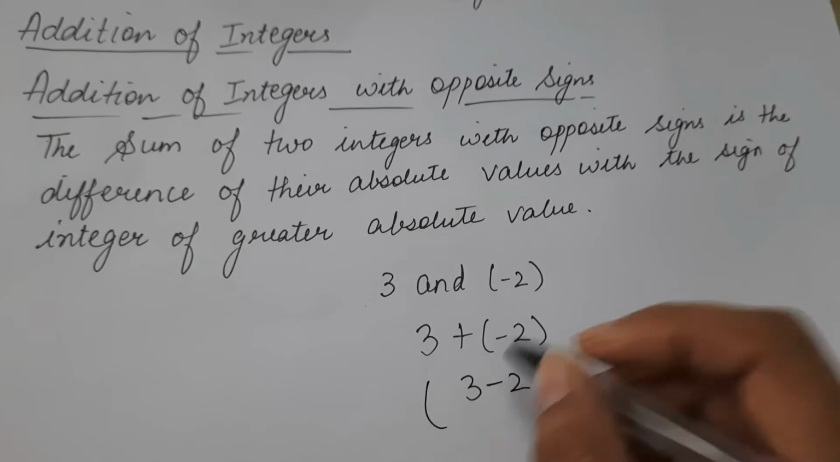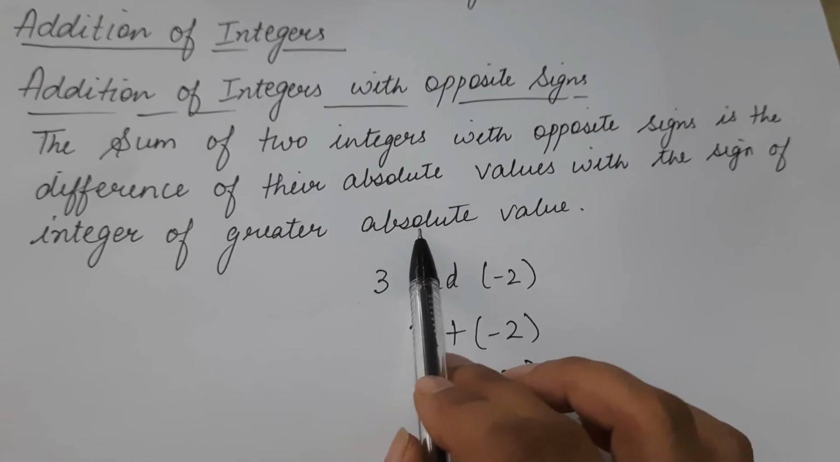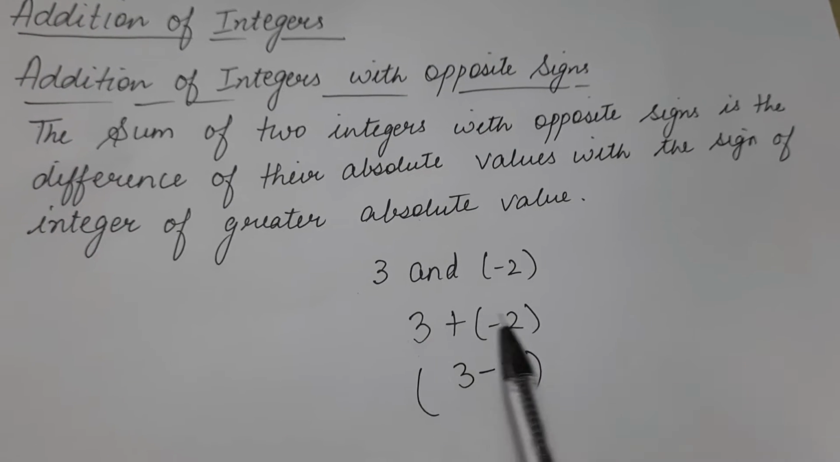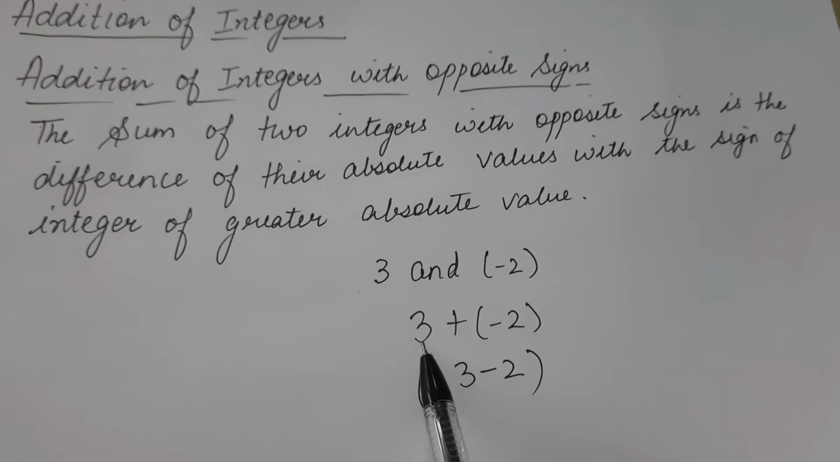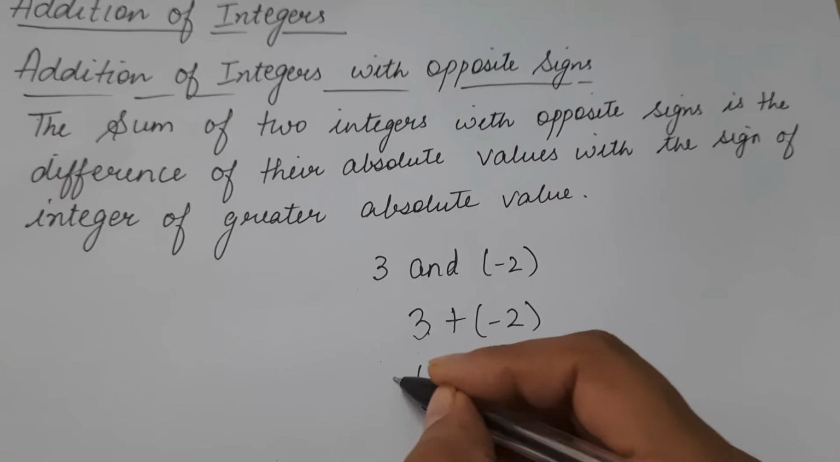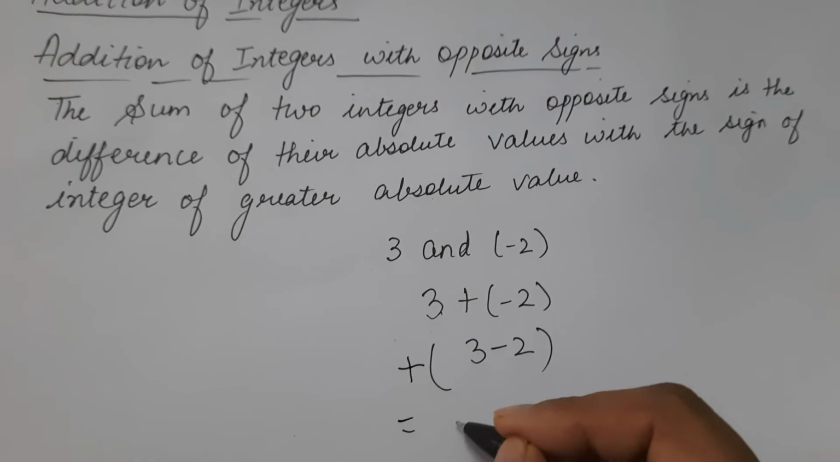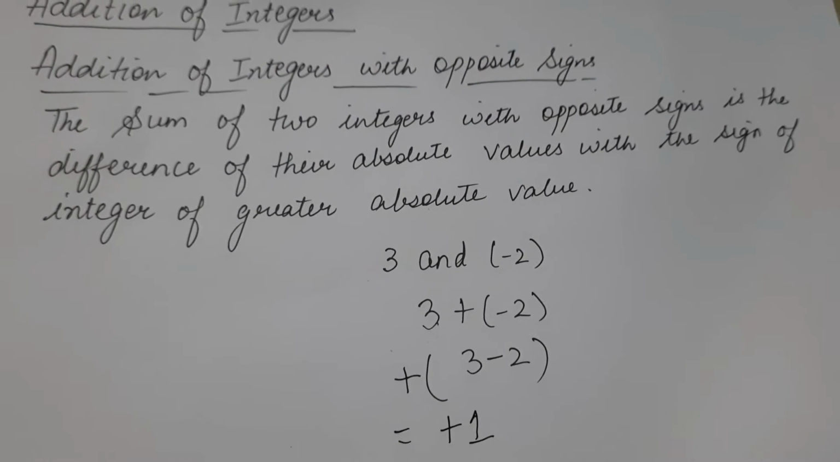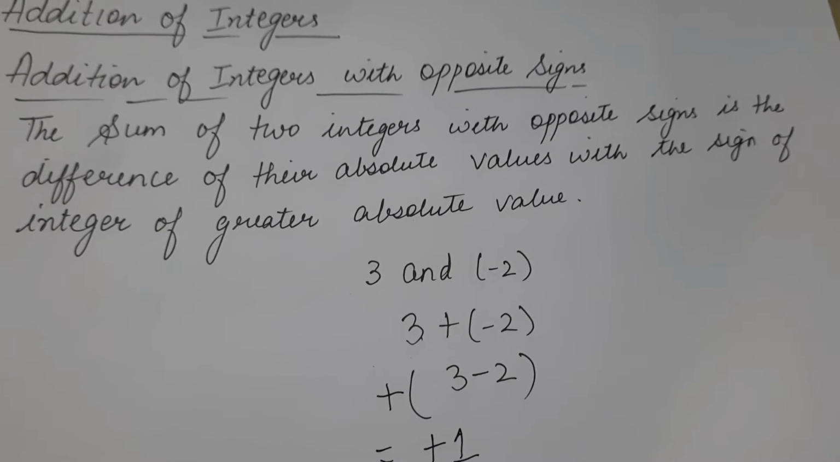Okay, with the sign of integer of greater absolute value. Now, which integer has the greater absolute value? 3 is greater than 2 and 3 has which sign? Plus sign. So your answer will be in plus. So it will be plus 1. Like this you will add. I explain you one more example.